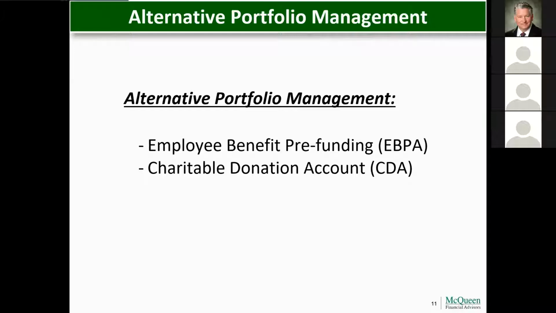So, all right, now into the topic at hand. Now that we've framed where we're at, we are going to be talking about alternative portfolio management. And this is where we can establish the acronyms, because I know I'm going to be saying the acronyms. It's just a habit, so you might want to write these down. The employee benefit pre-funding account, we call that the EBPA. The charitable donation account, CDA. So not hard to remember, but acronyms, if you're not used to them, that's what they are.